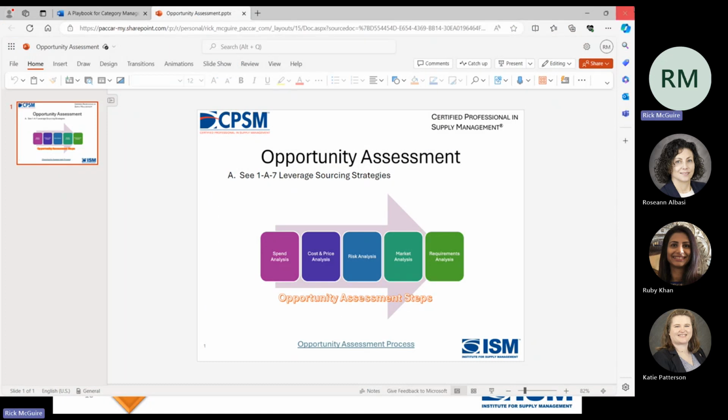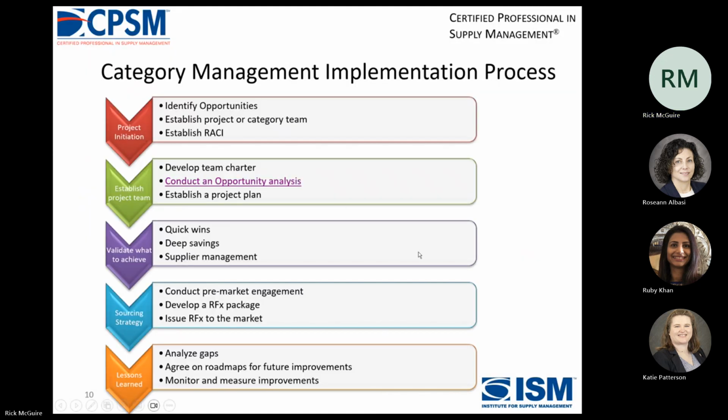So you've got your opportunity assessment, and you validate what to achieve. This is the savings we're looking at, the 2x2 block. And then develop the RFX package, analyze gaps, and agree on roadmaps. So that's a more generic kind of category management implementation process. I like the playbook better.